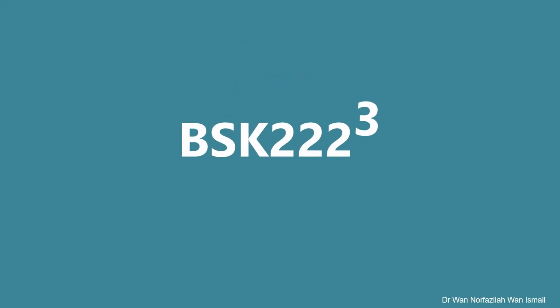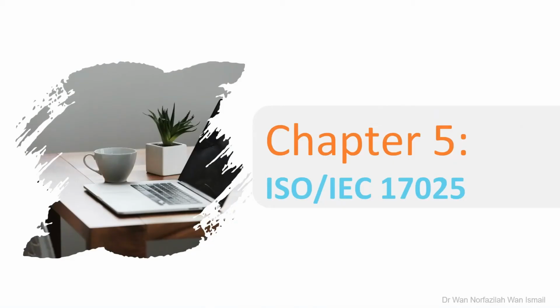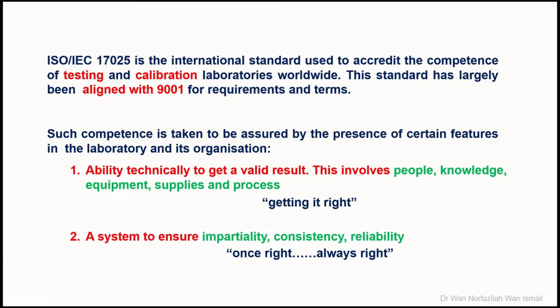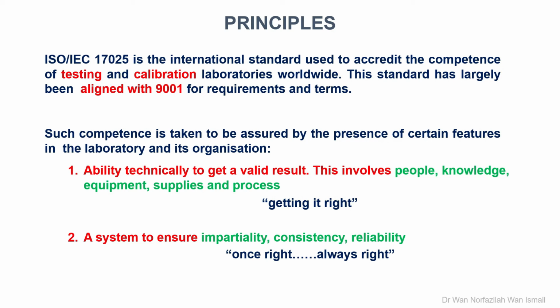Guys, let's talk about Chapter 5 on the requirements of ISO 17025-2017. What ISO 17025-2017 is about? It is a general requirement for the competence of testing and calibration laboratories. This standard specifies the general guidelines for the competence, impartiality, and consistent operation of laboratories.